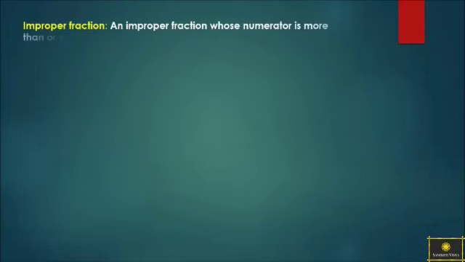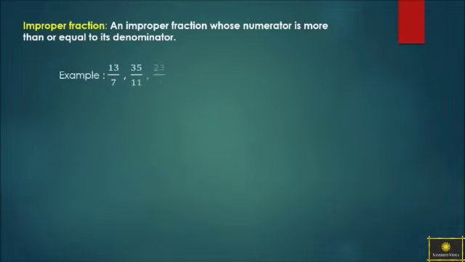Improper fraction. An improper fraction is a fraction whose numerator is more than or equal to its denominator. For example, 13 divided by 7, 35 divided by 11, 23 divided by 9, 37 divided by 37. All these are improper fractions.